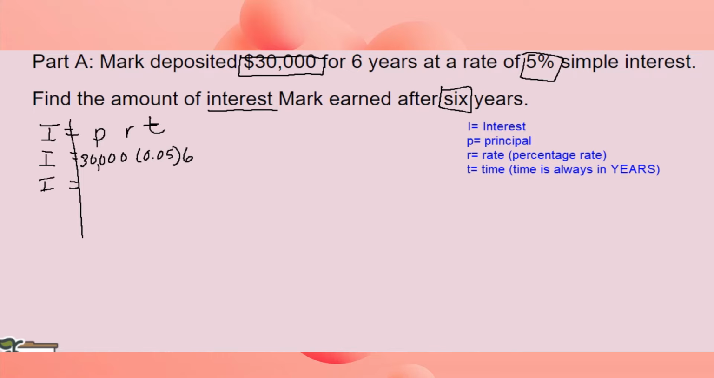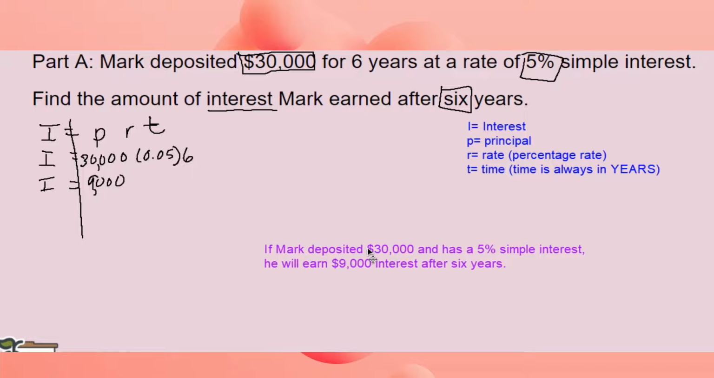Now we have to multiply all the numbers. 30,000 times 0.05 times 6 is 9,000. If Mark deposited $30,000 and has a 5% simple interest, he will earn $9,000 interest after 6 years.